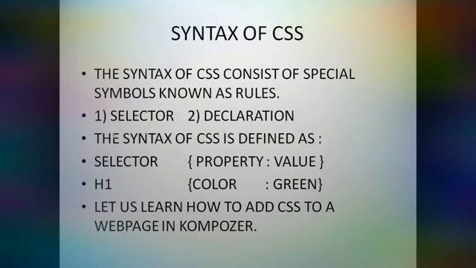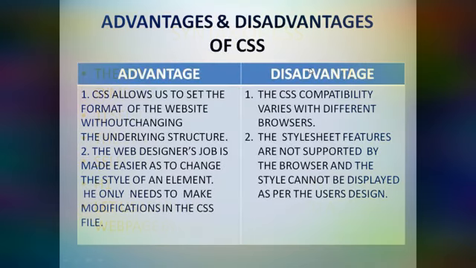It means, student, suppose I am giving one example again. The syntax of CSS is defined like this way. This h1 is your selector, color is your property, and green is your value. So this is called the declaration and this is called the selector. So let us learn how to add CSS to a web page in Composer. But our next slide is advantages and disadvantages of CSS.